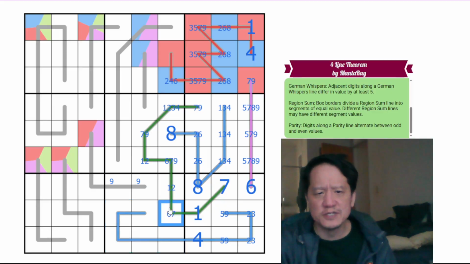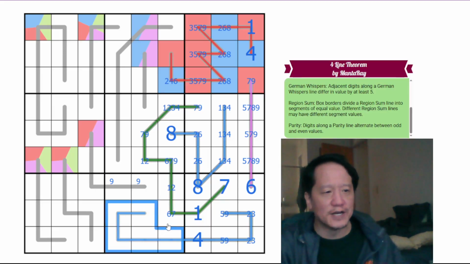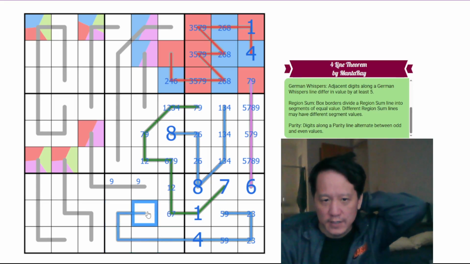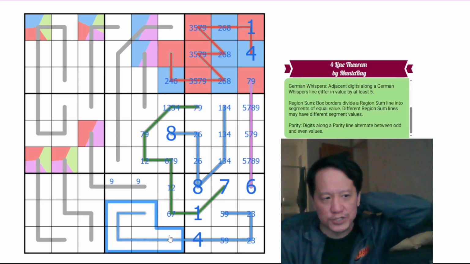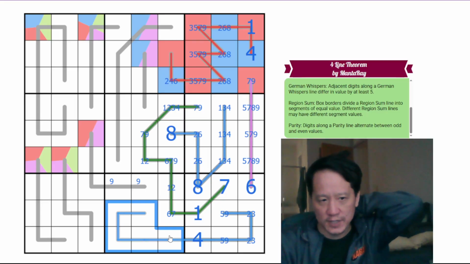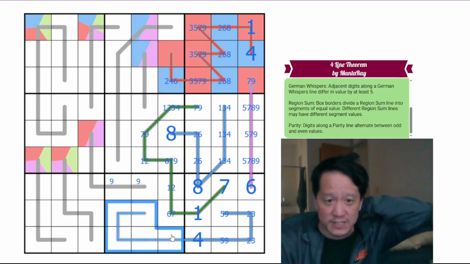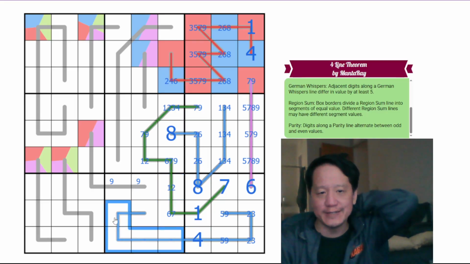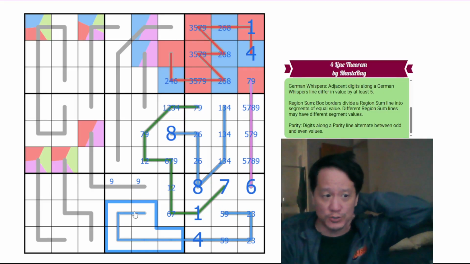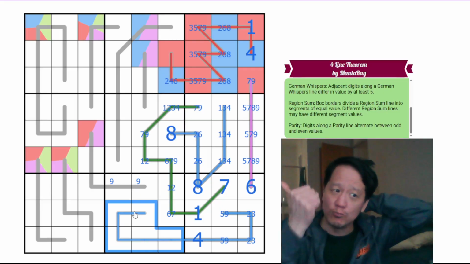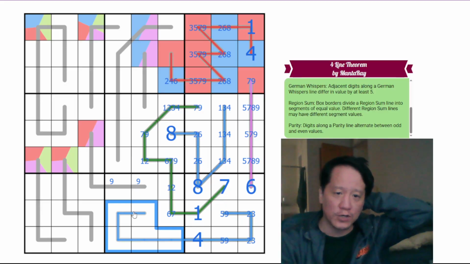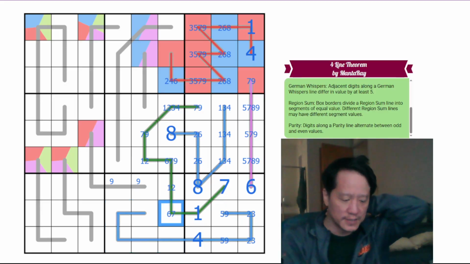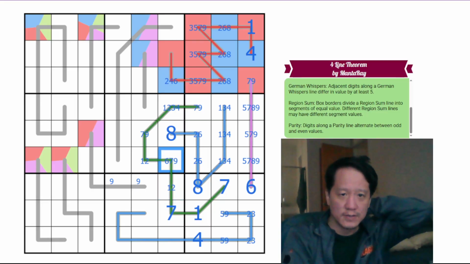What happens if this is 6? Yeah, so... Okay. So that's the contradiction. If this is 6, that means 7 and 8 have to be on this region sum line, which adds up to 15. 23 minus 15 is 8. 6 has to be next to a 1, but then these 3 extra digits here must also contain a 1 because it adds up to 8. 1, 2, and 5, and 1, 3, and 4. So this cannot be 6. This is 7, which means this can't be 7 here.